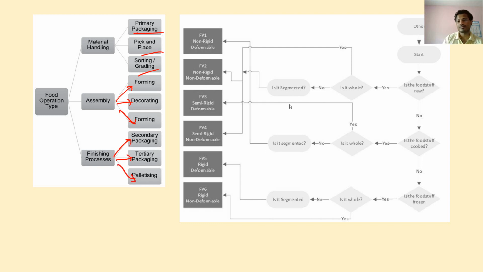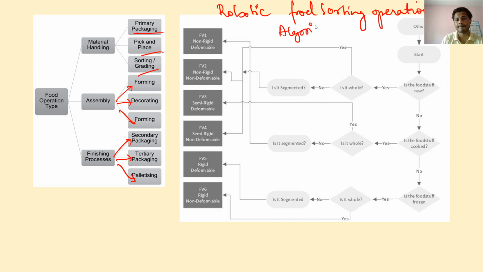If we do a study of a robotic food sorting operation, what we see in the algorithm here is that there is a start. Is this foodstuff raw? If yes, then is it whole? If again yes, is it rigid or non-deformable? These food characterizations are happening.